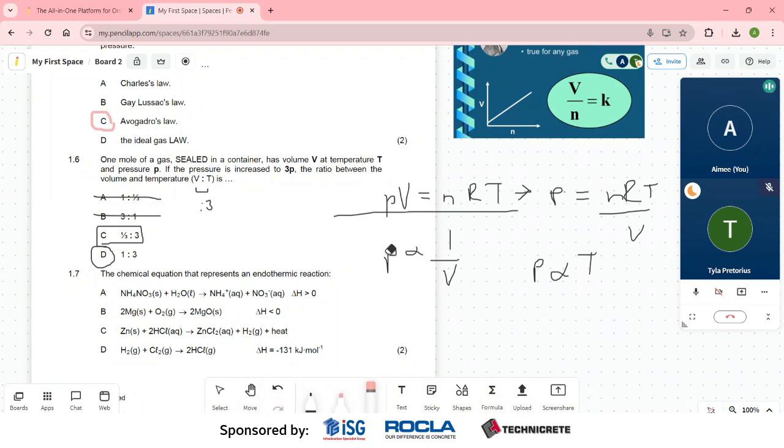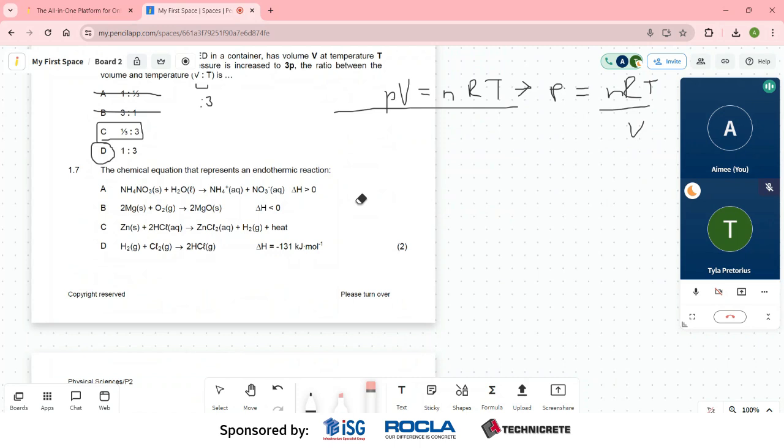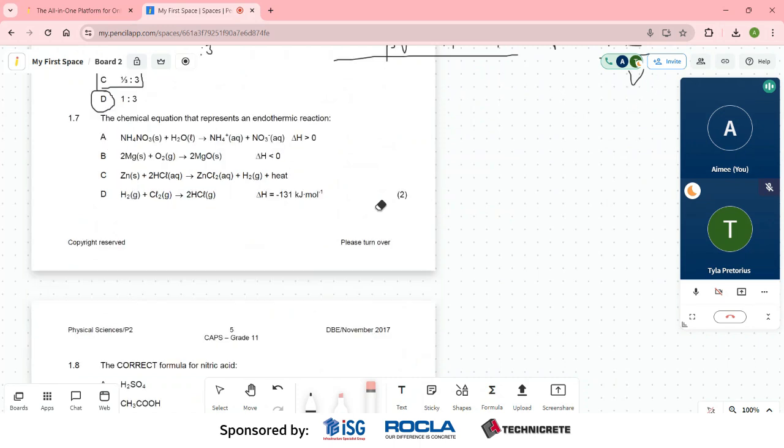I just want to get rid of some of this so that we can have a sufficient amount of space to keep answering. Okay, cool. Now 1.7 says that the chemical equation that represents an endothermic reaction is what? Okay, so first thing you need to know is that the change in H, or the change in enthalpy for an endothermic reaction, must always be a positive value. Change in H must always be larger than 0 in an endothermic reaction.